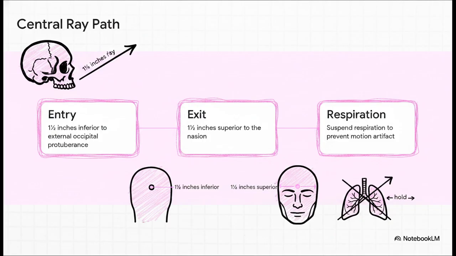We know the angle is 25 degrees cephalad, but where exactly does it go? Well, step 1, the beam needs to enter at a point 1.5 inches inferior to the external occipital protuberance, otherwise known as the inion. Step 2, it should exit approximately 1.5 inches superior to the nasion. And finally, step 3, always remember to have the patient suspend their respiration before you make the exposure. We definitely want to prevent any motion artifact.